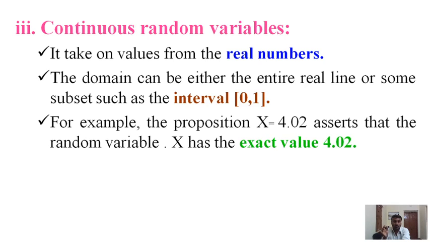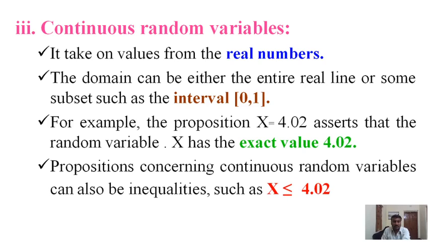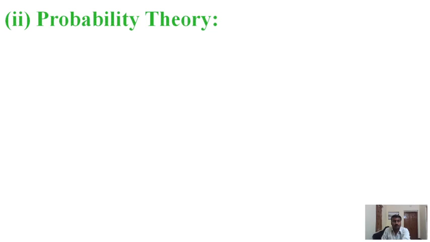For example, the proposition x equals 4.02 asserts that the random variable x has the exact value 4.02. Propositions concerning continuous random variables can also be inequalities, such as x less than or equal to 4.02. So this is the concept of the third type. These are the three different types of random variables.